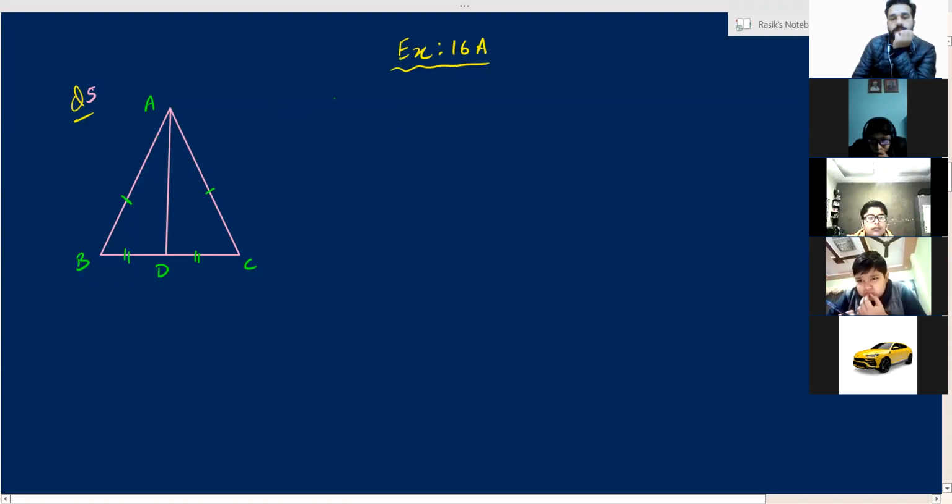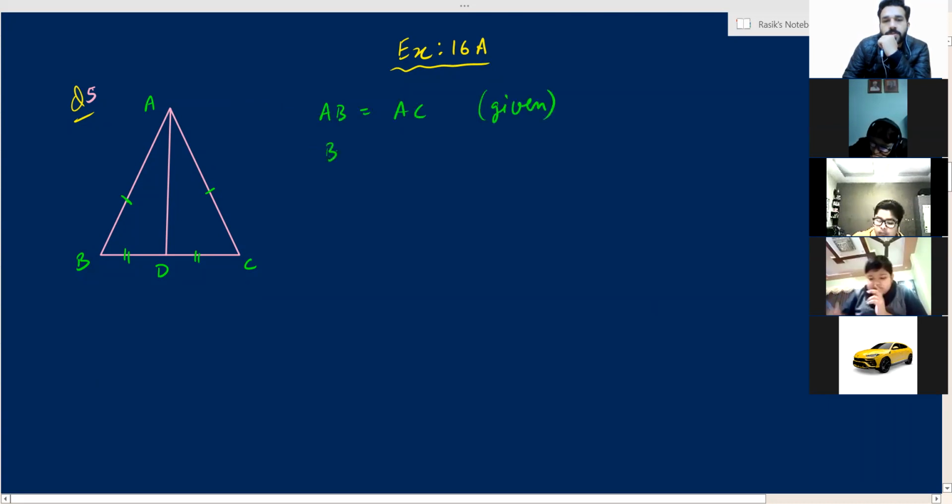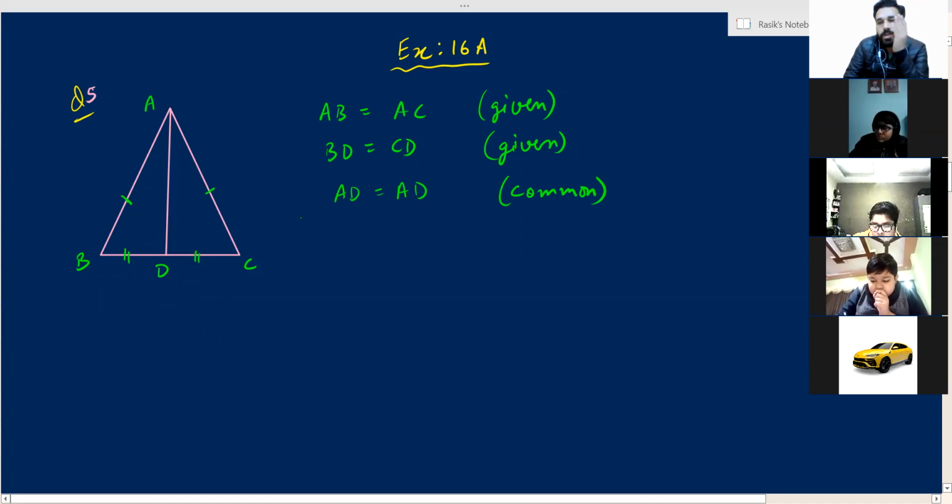Got it, everyone? Let's start doing it. For this, we will be proving that triangle ABD is congruent to triangle ACD. AB is equal to AC, given. BD is equal to CD, again given. And the third thing, AD is a common side in both the triangles. Can you see it is a common side? So three sides.